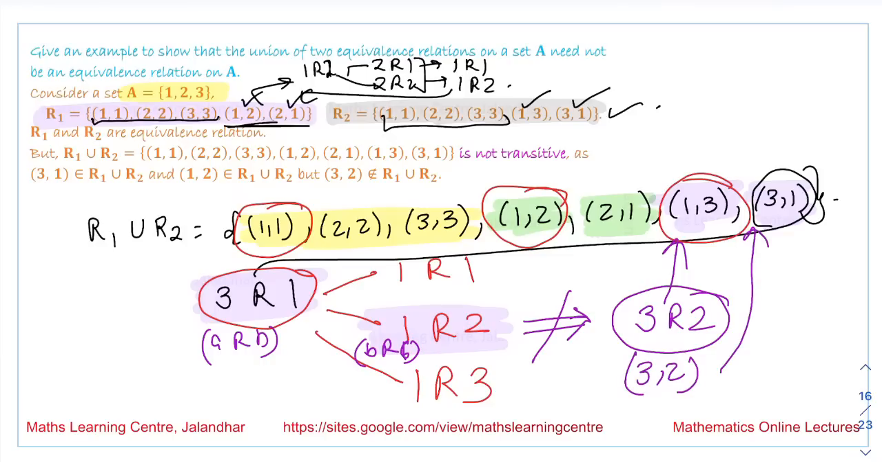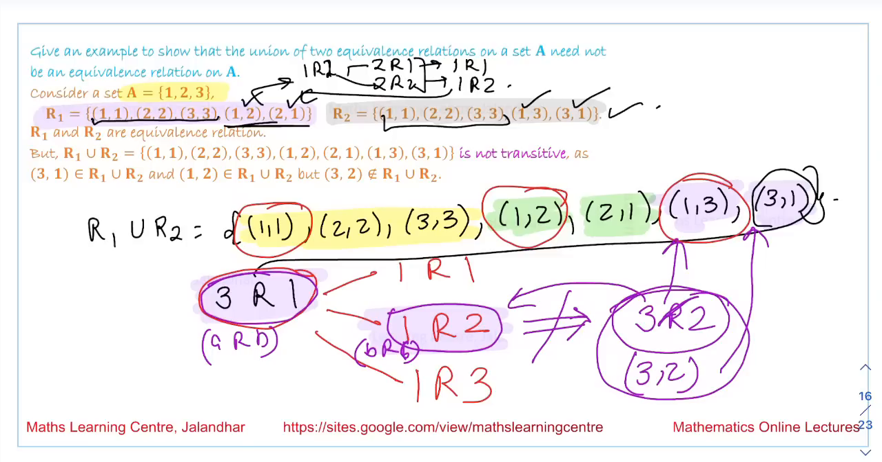So we are saying that 3 is related to 1, 1 is related to 2, but 3 is not related to 2. So this relation is not a transitive relation. So this relation is not an equivalence relation. So this is a counter example to show that the union of two equivalence relations need not be an equivalence relation. But the intersection, we have already proved that the intersection of two equivalence relations is always an equivalence relation.